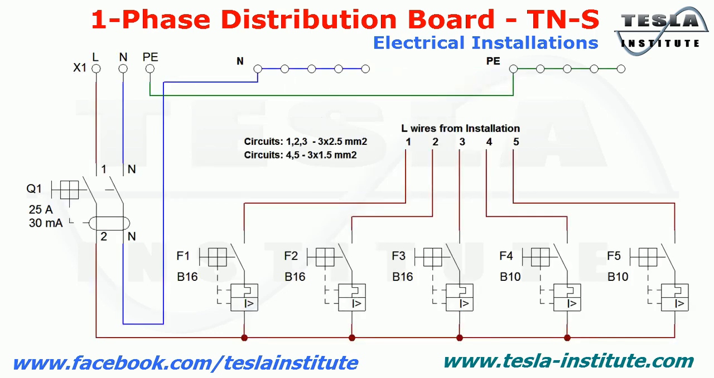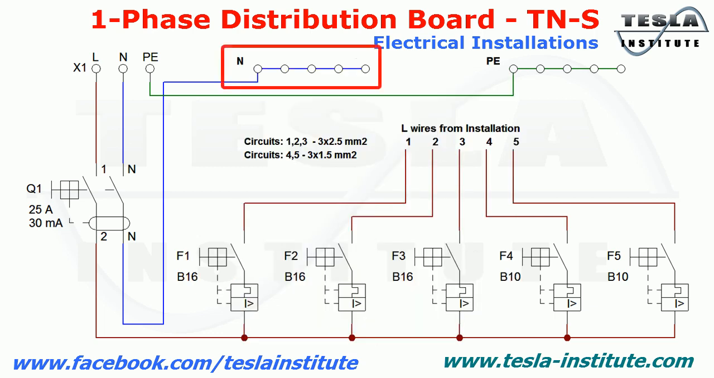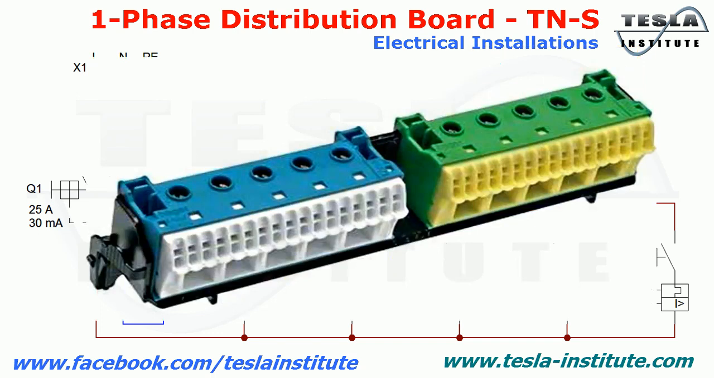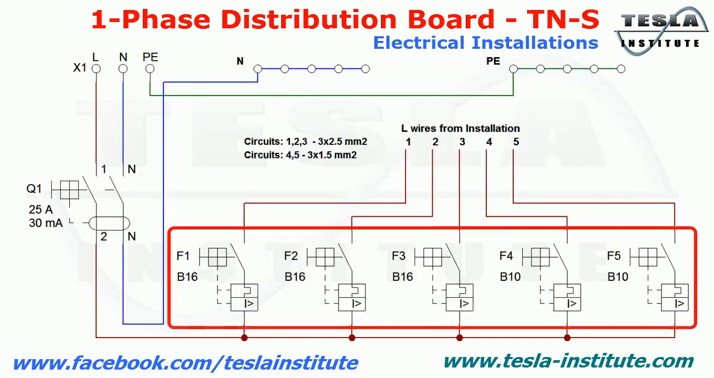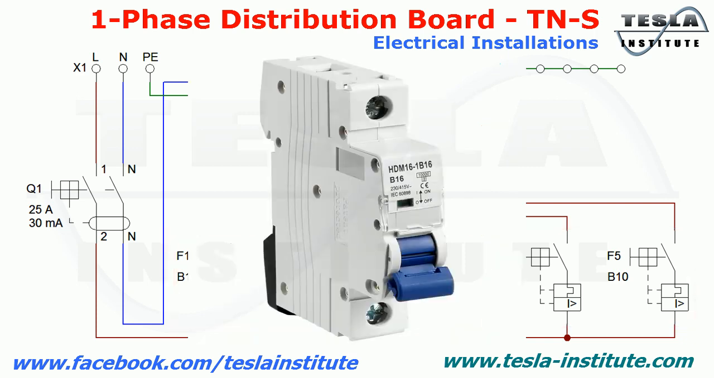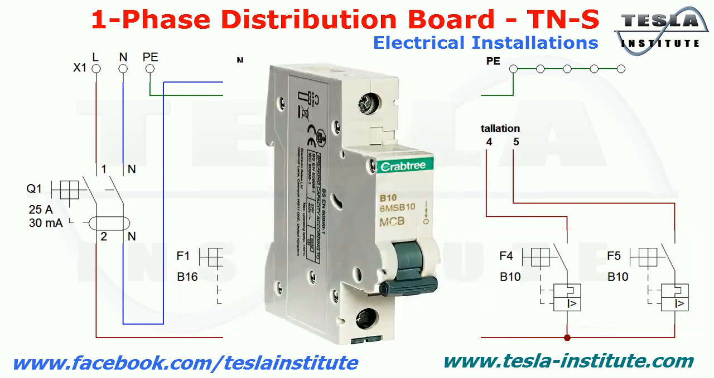Let's look at the elements of this simple distribution board. It consists of an entry point, an RCD device, an N bus, a PE bus, and 5 miniature circuit breakers, MCB. 3 are 16 amps, and 2 are 10 amps.